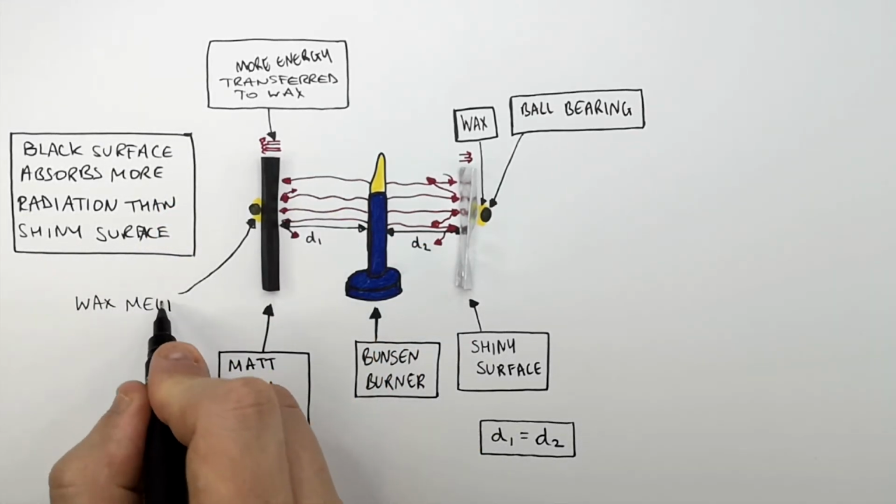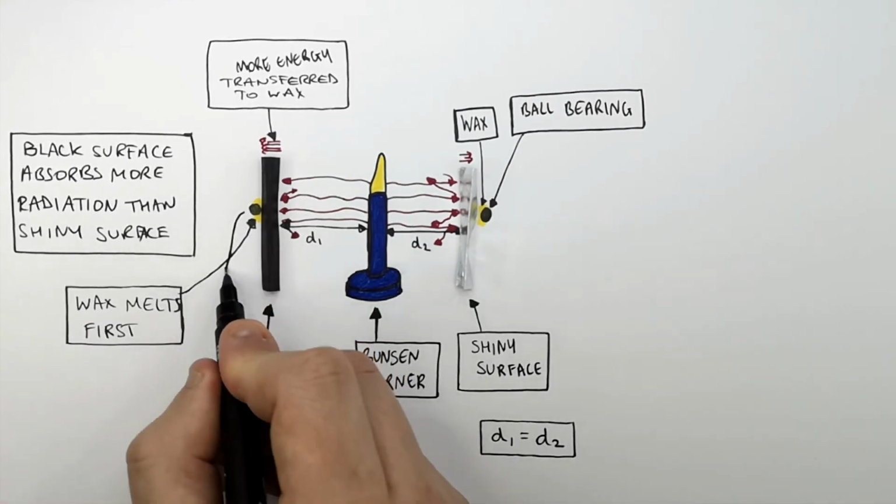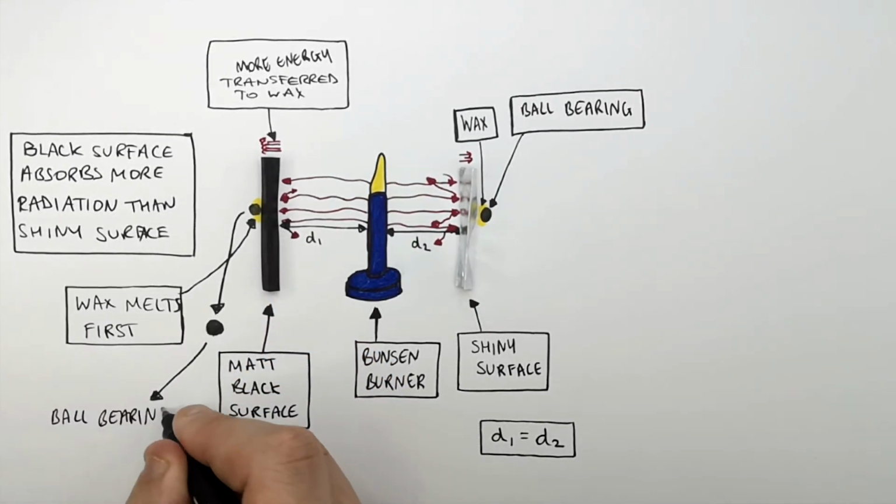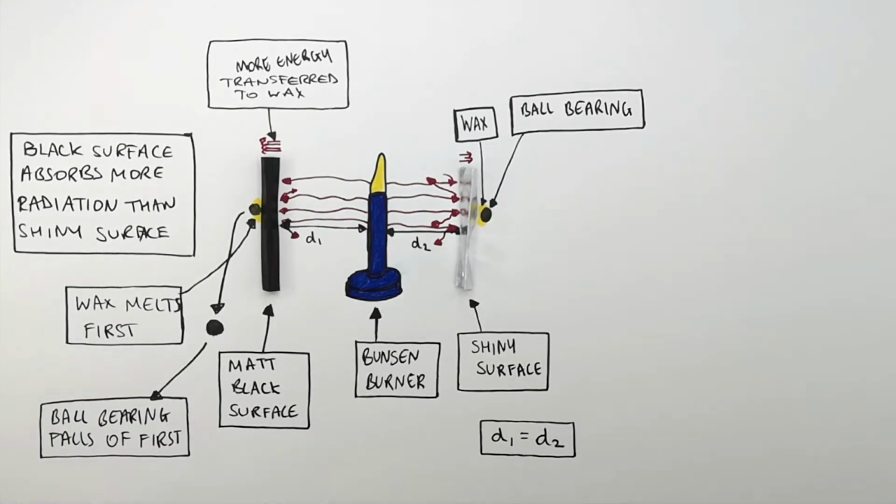This is where the wax melts first. Therefore, the ball bearing will drop first. So the ball bearing falls off first from the metal plate with the black surface.